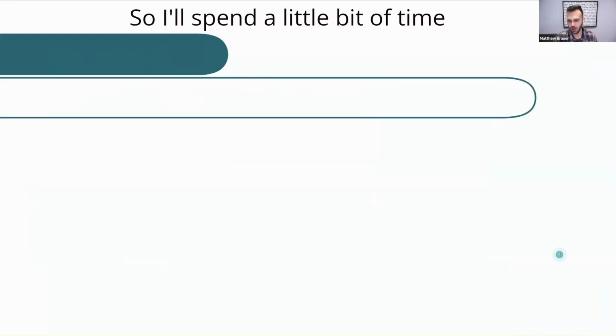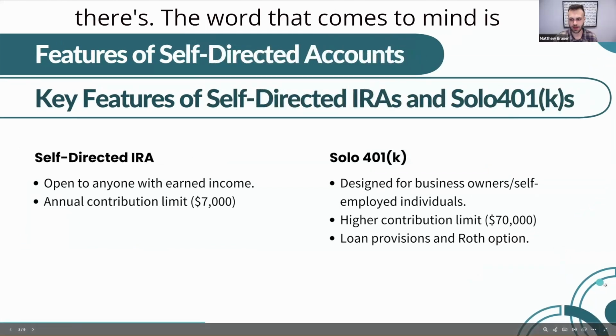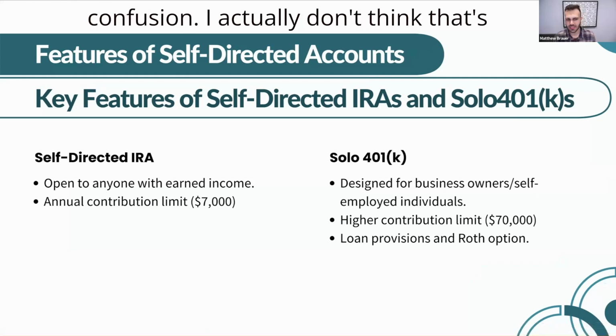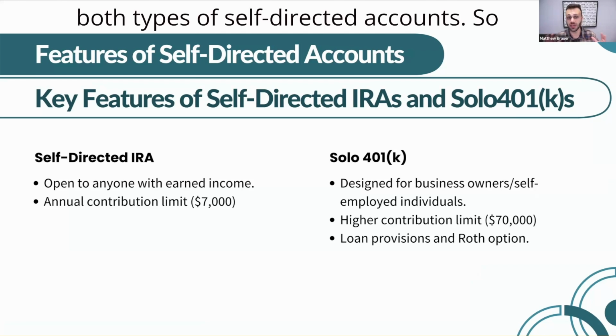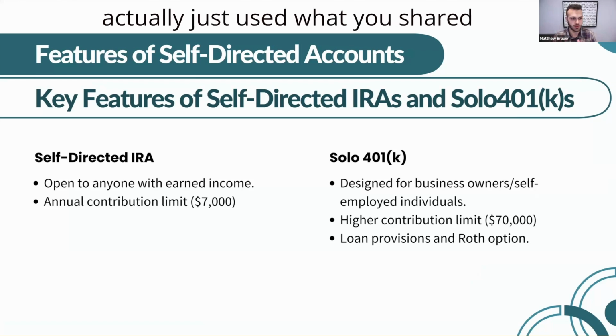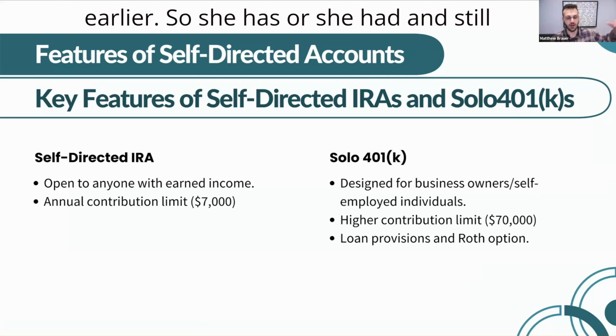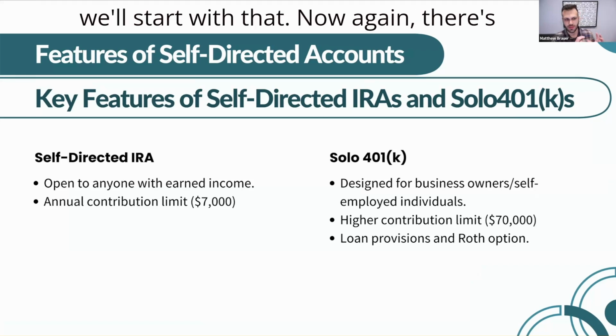That's great. So I'll spend a little bit of time here because I think this is where the word that comes to mind is confusion. I actually don't think that's really what it is. I think maybe it's a lack of awareness or education around both types of self-directed accounts. Deb, you're a perfect example. I actually just used what you shared earlier. So she has, or she had and still has, a self-directed IRA vehicle. And so we'll start with that.